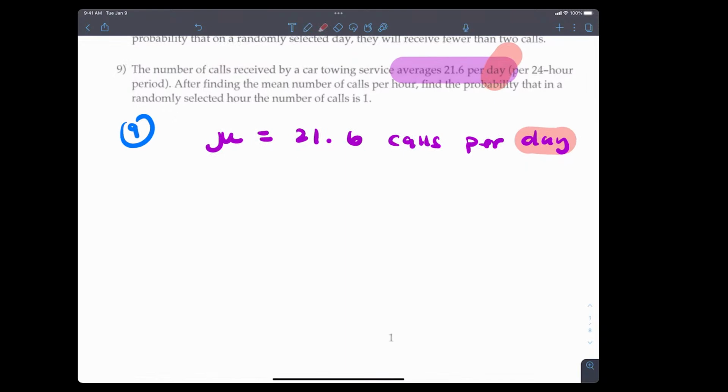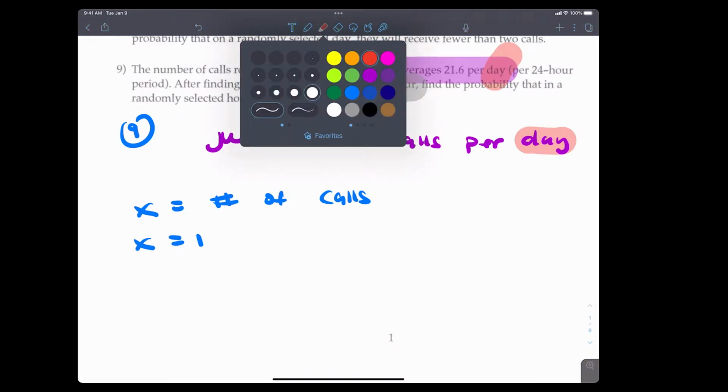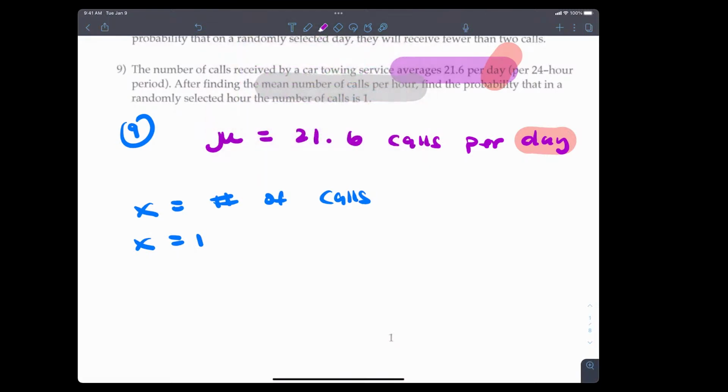It's kind of interesting. They say the following here. After finding the mean number of calls per hour, they gave us the calls per day. We're going to see how that works. The question is, find the probability that in a randomly selected hour, the number of calls is 1. So I'm going to say X is the number of calls, and I want to say X is 1.